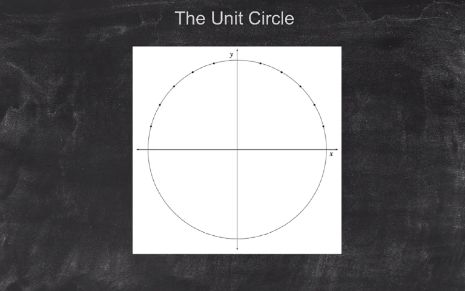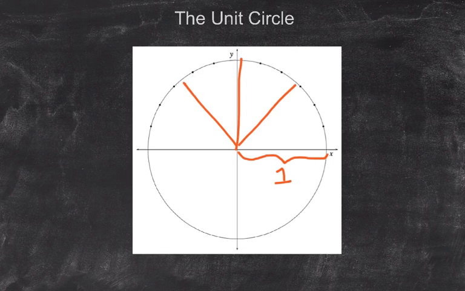So this is our unit circle. It's called a unit circle because its radius is 1 unit. So no matter where we draw from the center of the circle to the outside of the circle is always going to be 1 unit. The other thing that is important to know about the unit circle is that it's centered at 0, 0.